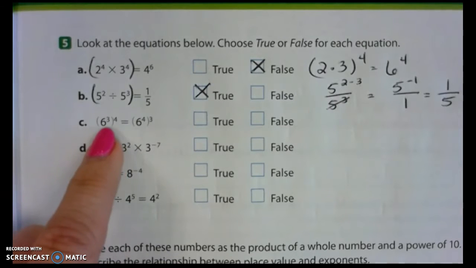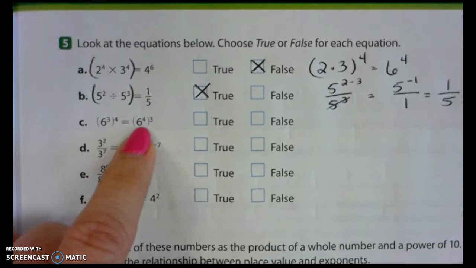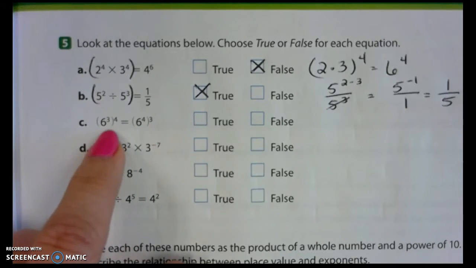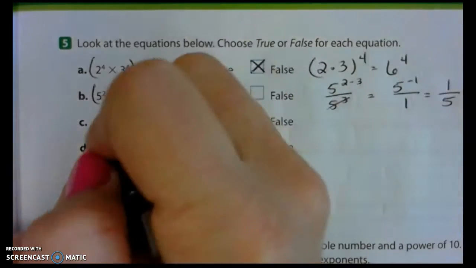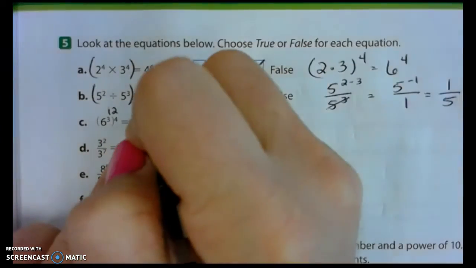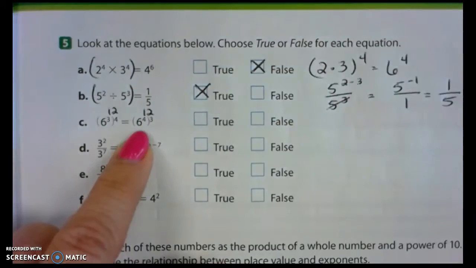On C, we've got 6 to the 3rd to the 4th is equal to 6 to the 4th to the 3rd. They want to know true or false. These are power rules. So 6 to the 3rd to the 4th, you're going to multiply to get 6 to the 12th. 6 to the 4th to the 3rd, you're going to multiply to also get 6 to the 12th. Since they match, it is true.